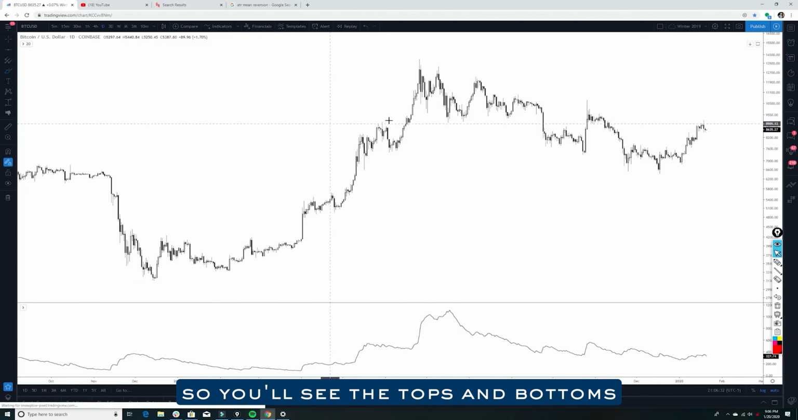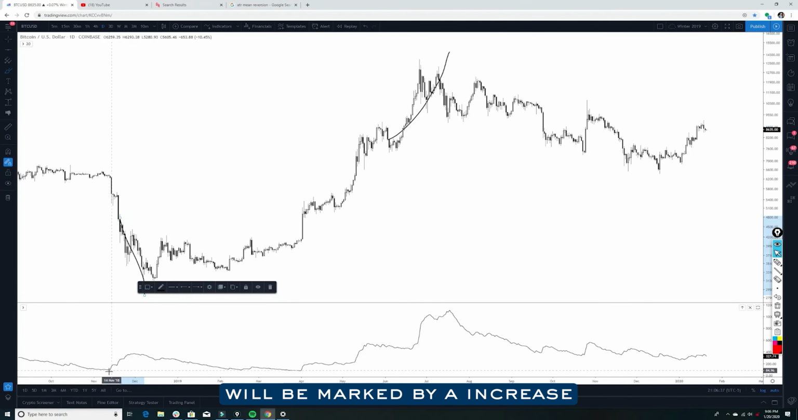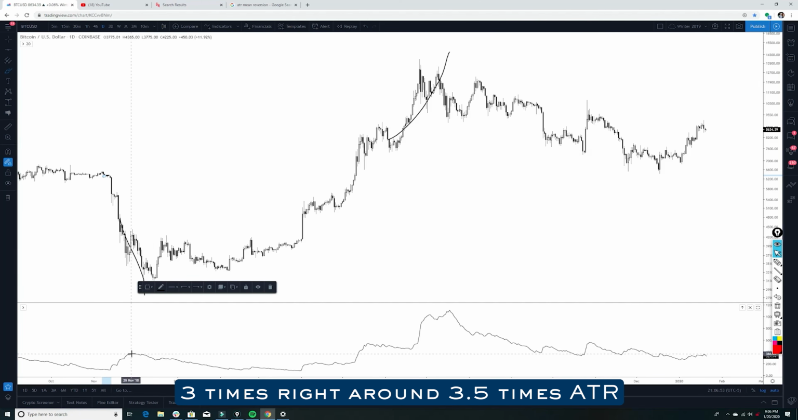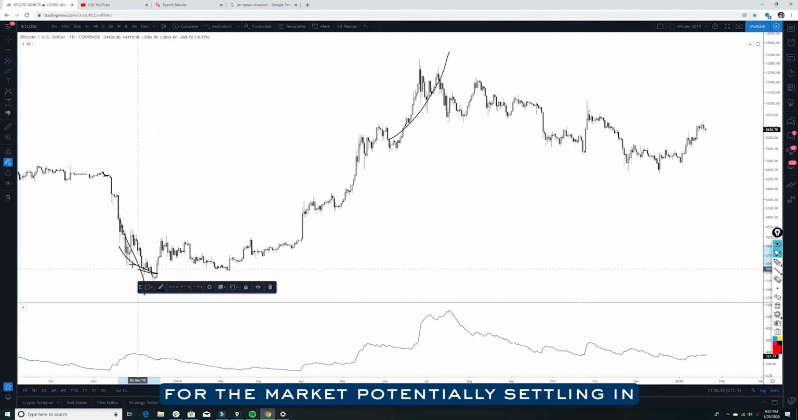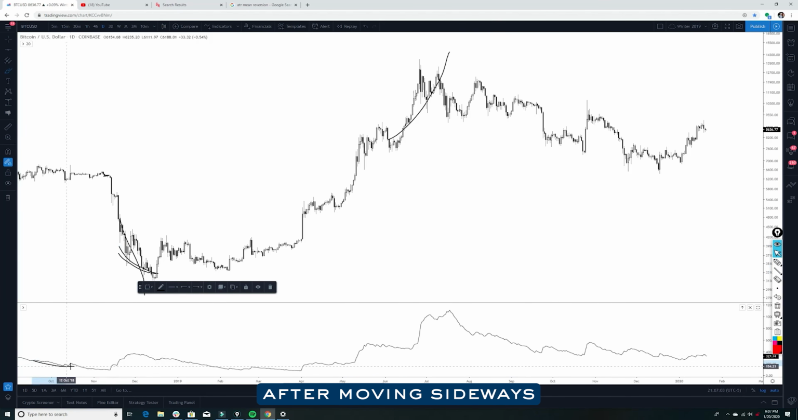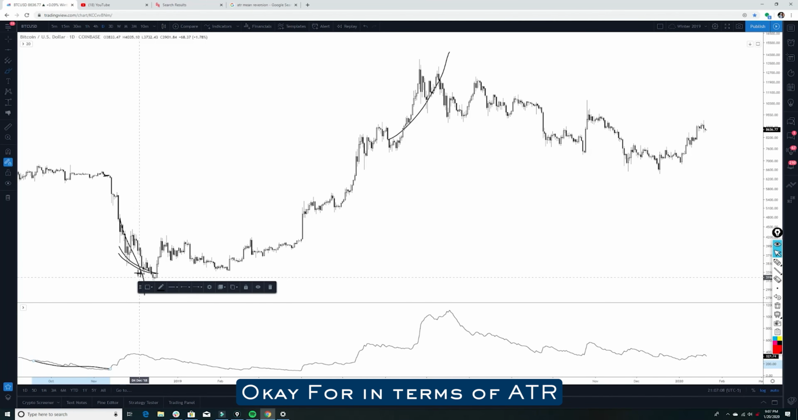So you'll see that tops and bottoms work this way. Capitulations to the upside and capitulations to the downside will be marked by an increase in ATR by multiples. From the top here, from around $100, to the bottom right around here, it's 3 times ATR, right around 3.5 times ATR. There's a good case to be made for the market potentially settling in when it has increased in ATR after moving sideways, right around 100, and is now over $300 in terms of ATR.